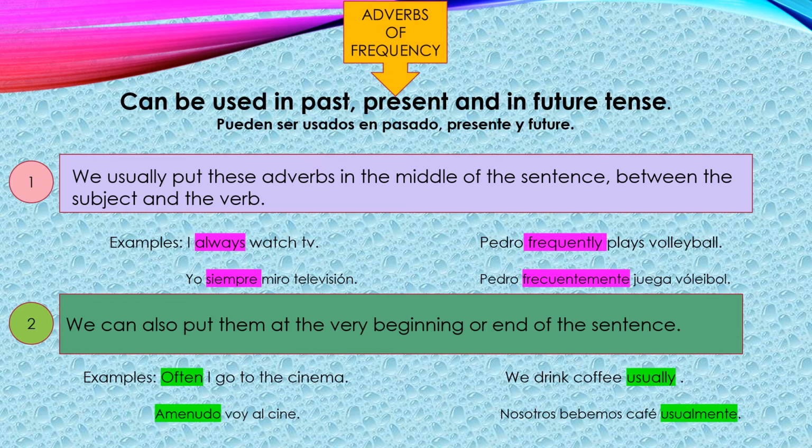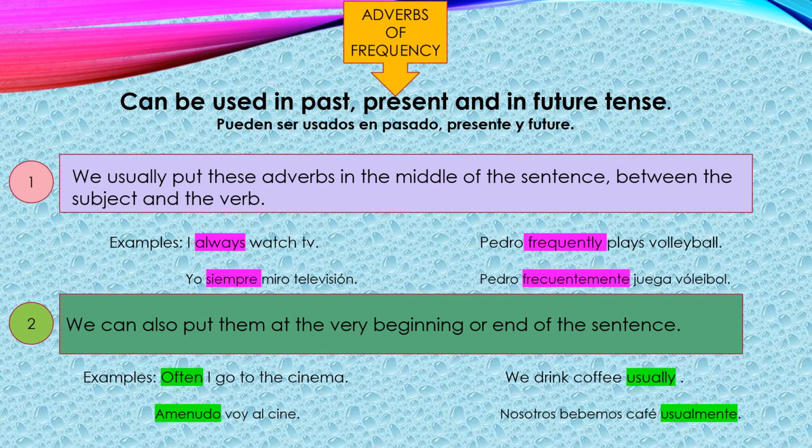So, entonces, always is the adverb of frequency. Okay? So, the sentence says, I always watch TV. Okay? Always is located between the subject and the verb. Very good. Yo siempre miro televisión. I always watch TV. Okay, very good.